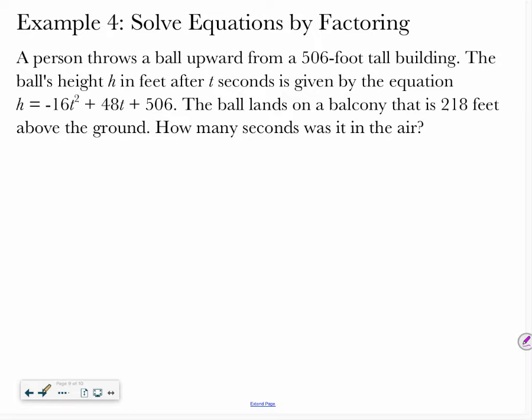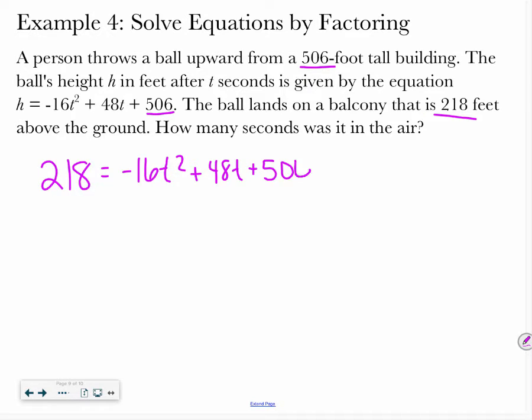Okay, so we have our equation. We know we're going to use this in order to find our answer. We started at the 506-foot tall building. That's included in our equation already. But it lands not at 0. It lands at 218 feet. So we want to know how many seconds was it in the air. Well, as soon as it hits that balcony, it's no longer in the air. So we're going to say 218 equals -16t squared plus 48t plus 506.